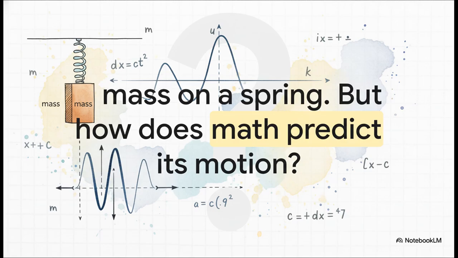So picture this. You've got a mass hanging on a spring. You pull it down, you let go, and it starts bouncing. Seems pretty simple, right? But here's the real question. Could you write down a mathematical formula that tells you exactly where that mass will be at any moment in time? The answer is a resounding yes, and figuring out how to do that is exactly our mission today.